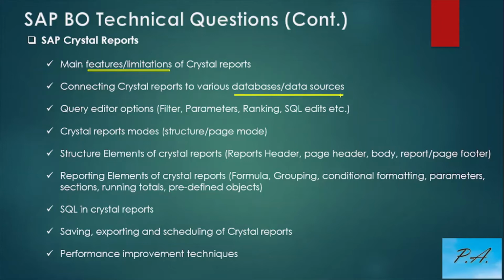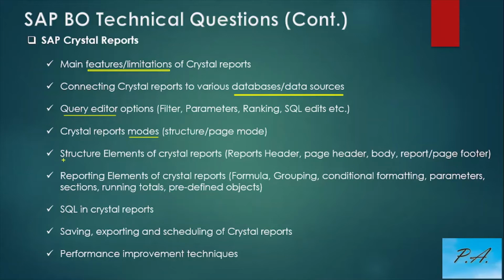You should be able to explain query editor options, which are very similar to what we have in Web Intelligence reports. We should be thorough on all the options available like filter option, parameter, ranking, SQL editor, etc. And there are different modes in Crystal Reports: there are structure and page modes. What is the difference between these two modes, and in which scenarios do we use these different modes?